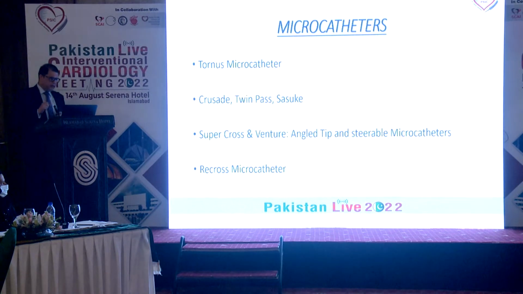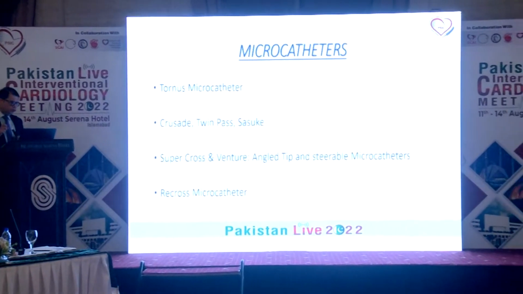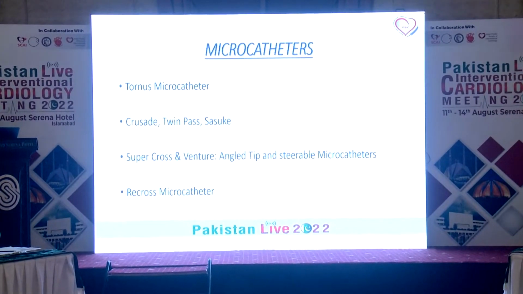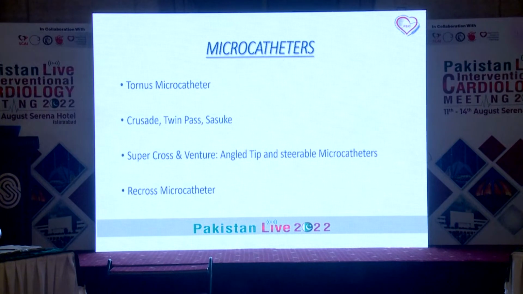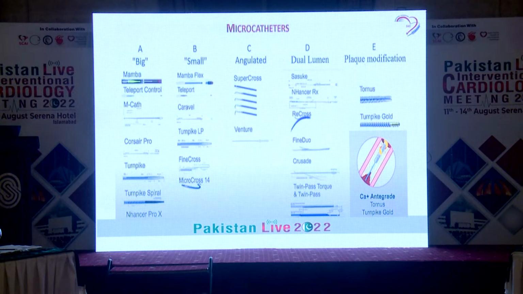We have some angle tip catheters which can be very useful at times, like the SuperCross catheter, which is an angle tip catheter that comes at various angles, and the Venture catheter, which is a steerable microcatheter. Another microcatheter is the ReCross microcatheter. It can be used for recrossing for antegrade dissection and re-entry. You can say that the ReCross microcatheter is a cheaper version for antegrade dissection and re-entry.